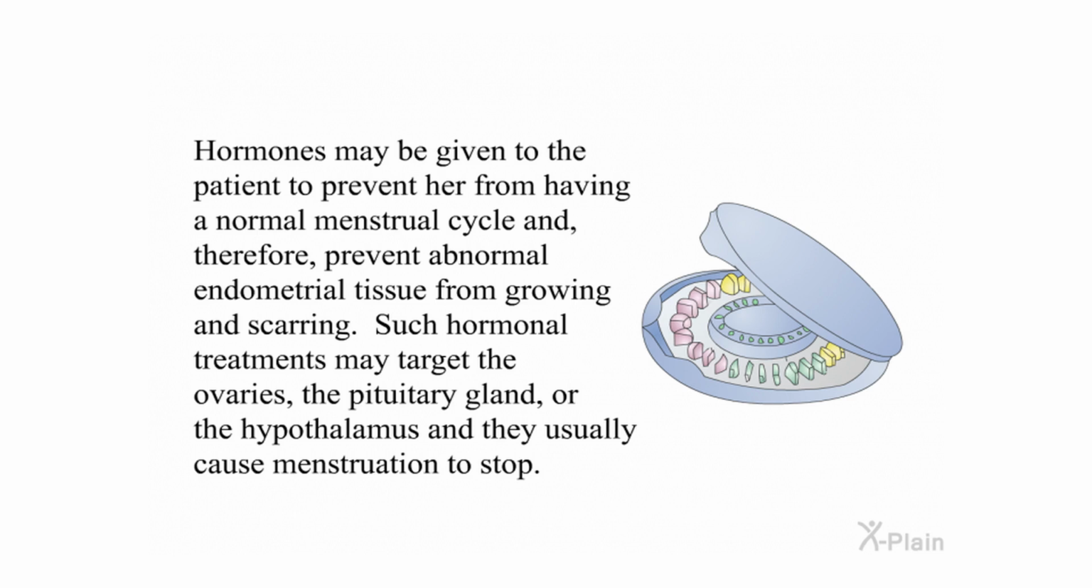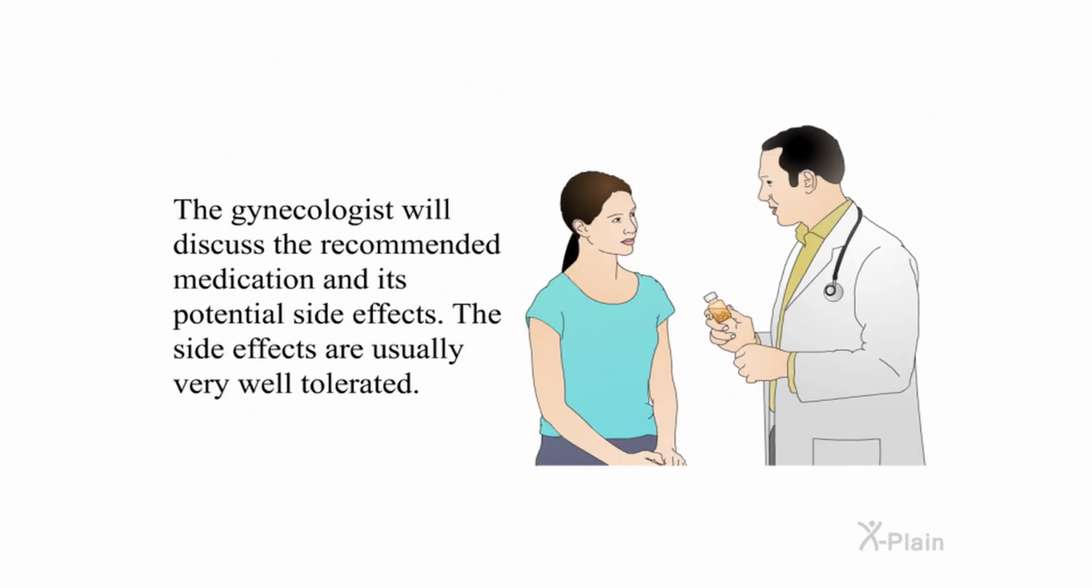Such hormonal treatments may target the ovaries, the pituitary gland, or the hypothalamus, and they usually cause menstruation to stop. The gynecologist will discuss the recommended medication and its potential side effects. The side effects are usually very well tolerated.